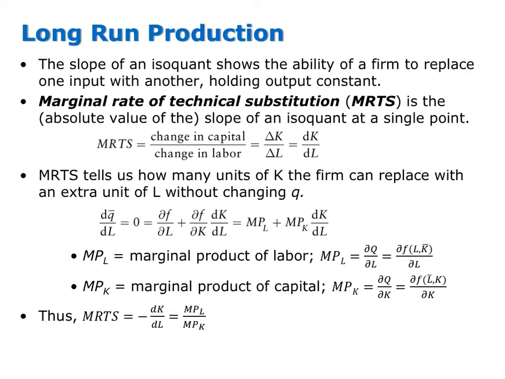One measure of how easily one input can be traded for the other is the marginal rate of technical substitution. The marginal rate of technical substitution, or MRTS for short, is the absolute value of the slope of an isoquant and shows the ability of a firm to replace one input for another while holding output constant.